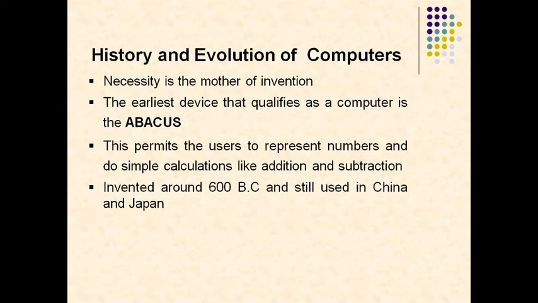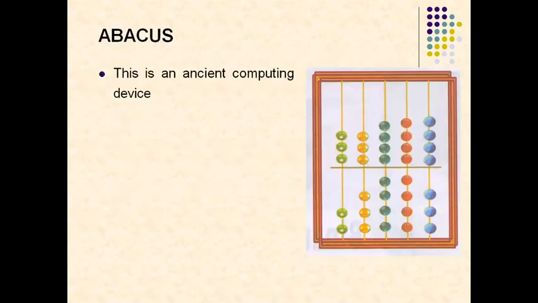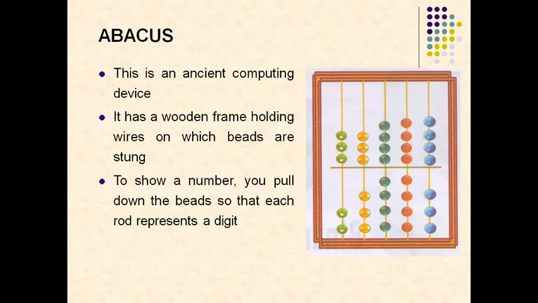This permits the users to represent numbers and do simple calculations like addition and subtraction. Even till today, China and Japan use this one. This is abacus. This is the first computer invented in 600 BC. Okay, students. Next. So this is abacus. You can see it in the picture. The picture shows you the abacus.